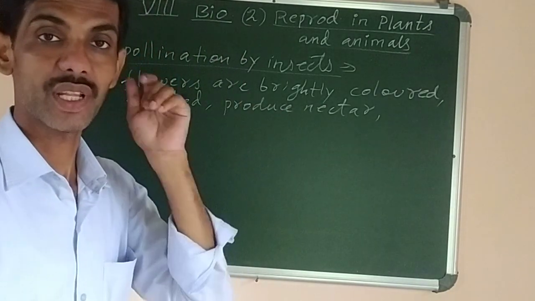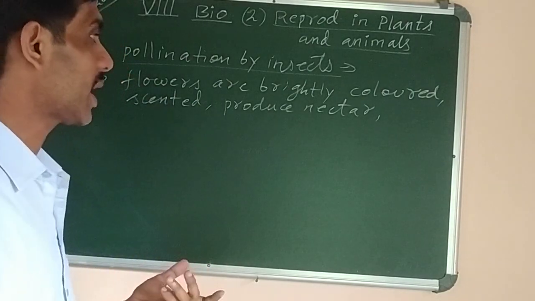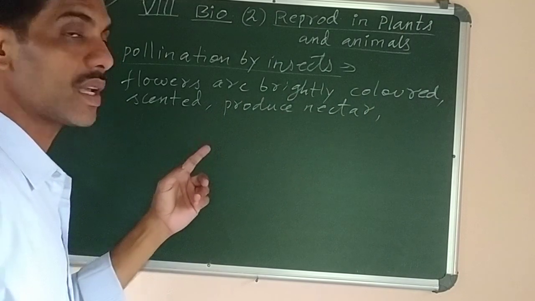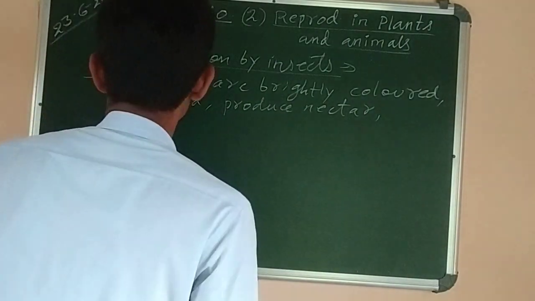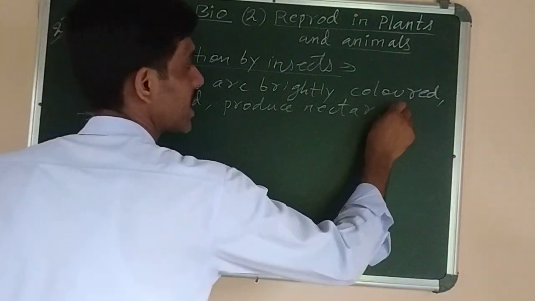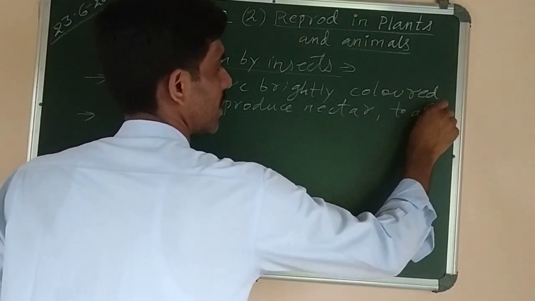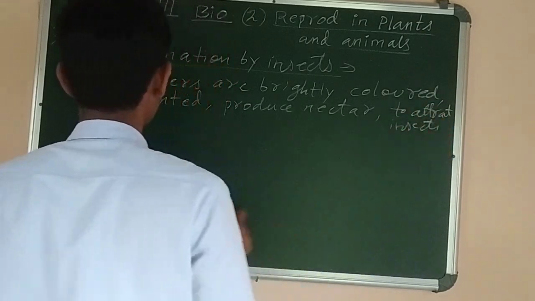Because insects will visit the flower, why? To get the nectar as their food. And how they are attracted? Because of their brightly colored petals, because of their scent, they produce nectar. And the second characteristics we can, why I have not written that? To attract the insects, to attract insects for bringing about pollination.